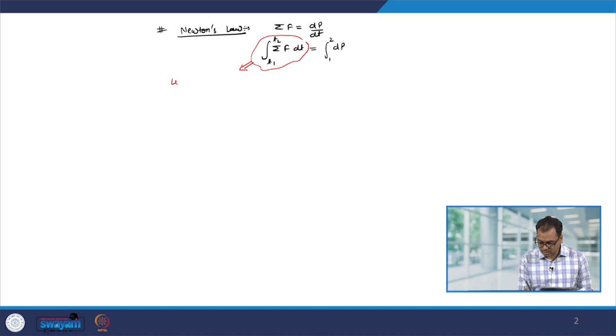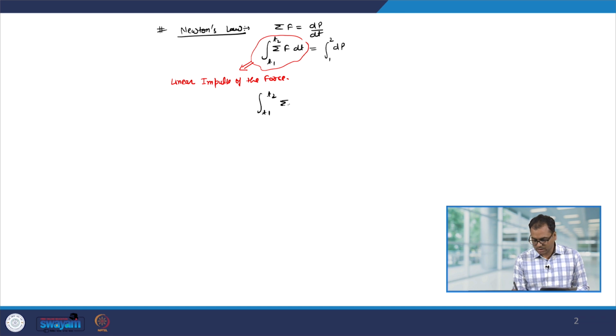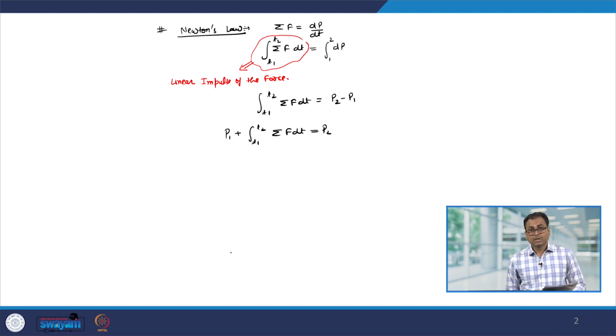So this is the linear impulse of the force. So we have integral t1 to t2 summation F dt equal to p2 minus p1, or let me write it down in the natural sequence. So we have p1 plus integral t1 to t2 summation F dt equal to p2. So this is the impulse momentum relation.